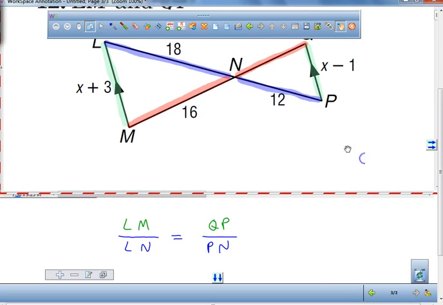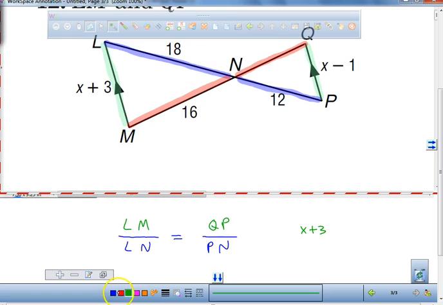So right now, at this point, I'm going to substitute everything I have. L to M is x plus 3. L to N is 18. Q to P is x minus 1.